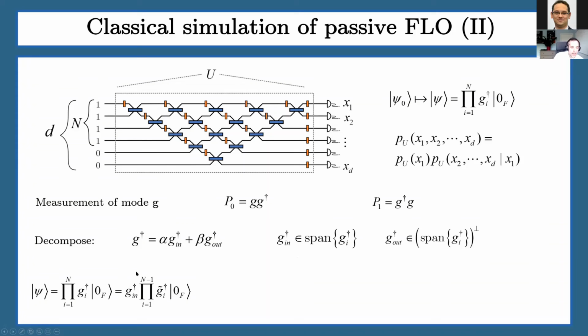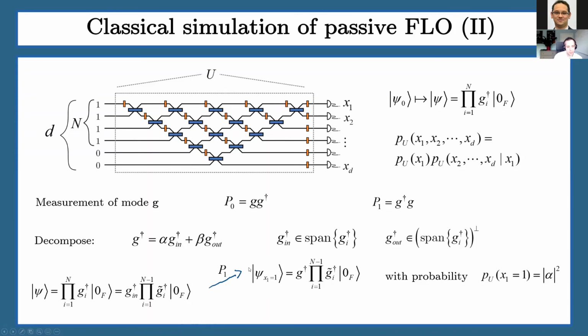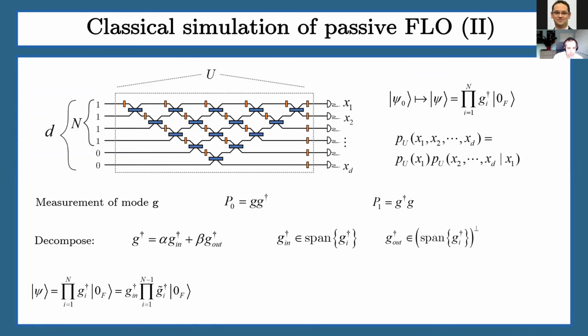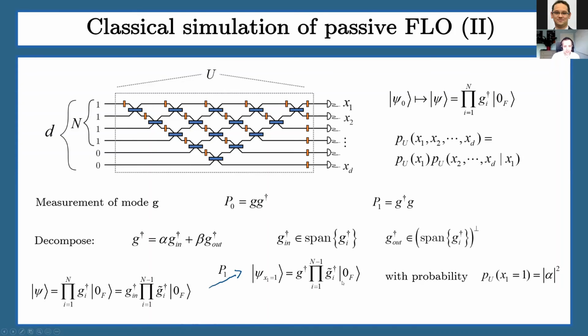Okay, and with some maths, you can see that you get the same state, because the Slater determinant just depends on the subspace, actually. And now, with this decomposition, you can actually quite easily act with those measurement operators. So when you detect a particle in this mode G, you just replace this G-in by your mode G that you were observing. But it happens only with some probability, modulus alpha squared.